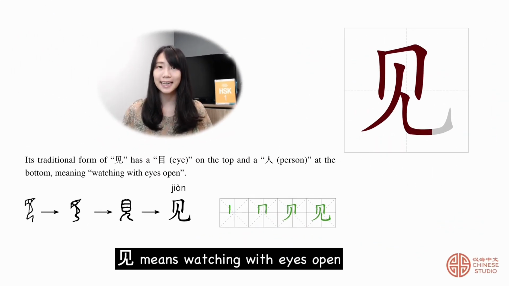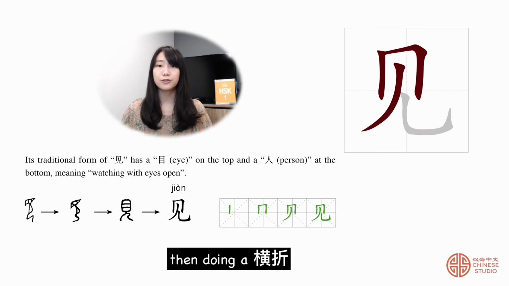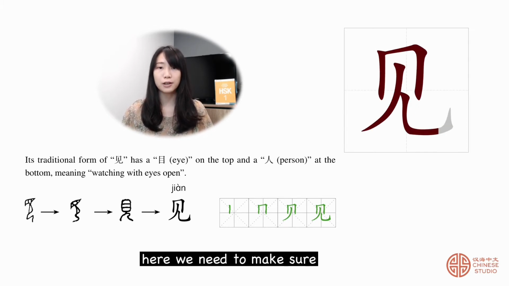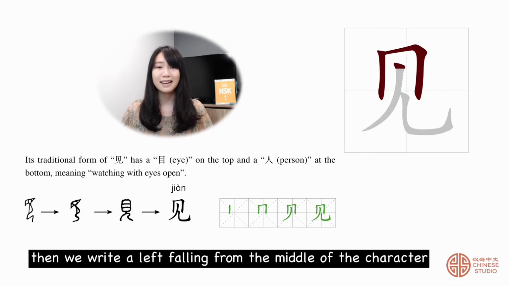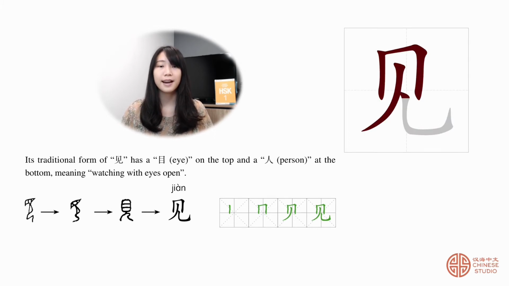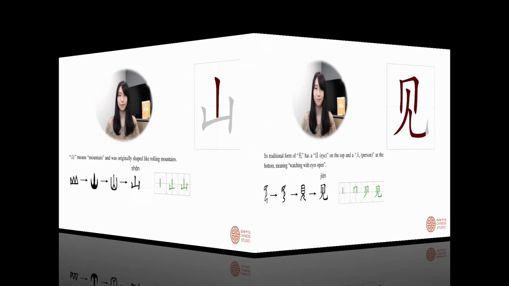见 means watching with eyes open. The first stroke is a vertical stroke, 竖. Then doing a 横折. Here we need to make sure that 2 vertical strokes are in the same length. Then we write a left falling from the middle of the character and finish with a vertical curved hook.